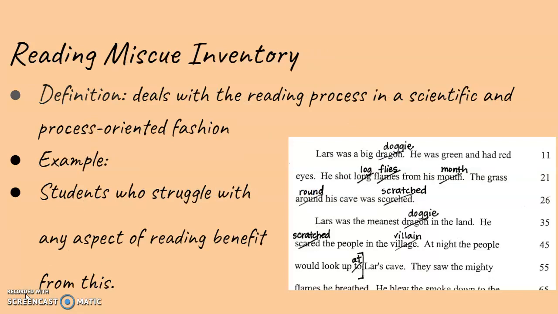Reading Miscue Inventory deals with the reading process in a scientific and process-oriented fashion. Here we have an example of a reading miscue inventory where a student was reading as the teacher marked words that they missed. This can help students who struggle with any aspect of reading.